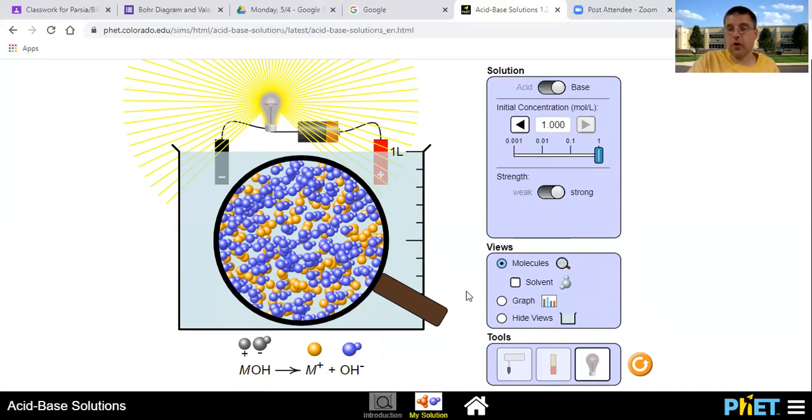Strong acids and strong bases dissociate 100% completely and have a greater shift in pH. Weak acids and weak bases can still dissociate, but not as much. The pH shift isn't as much, okay? And you know that they can conduct electricity when they dissociate.